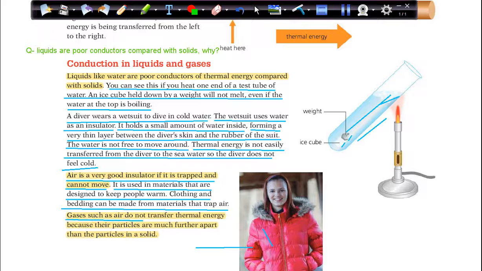Gases such as air do not transfer thermal energy well because their particles are much further apart than the particles in a solid. So this is the reason that gases do not transfer energy easily, or we can name them insulators.